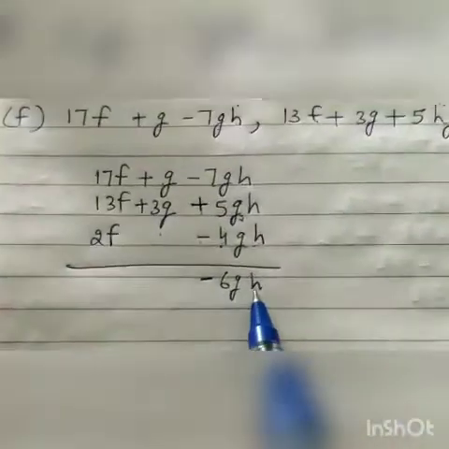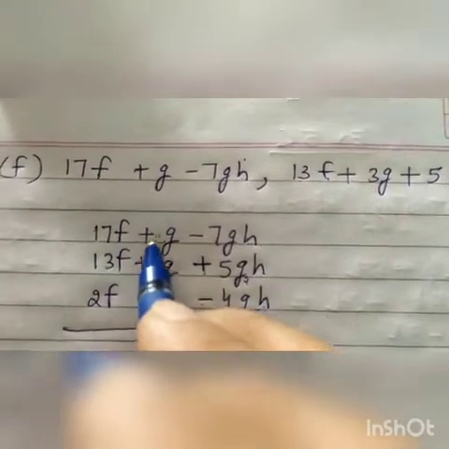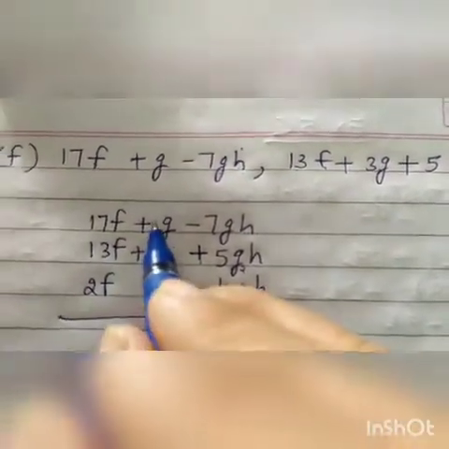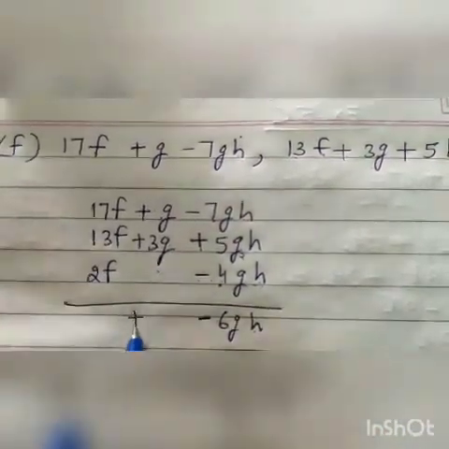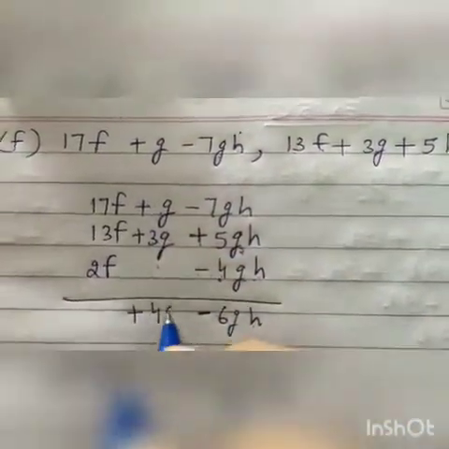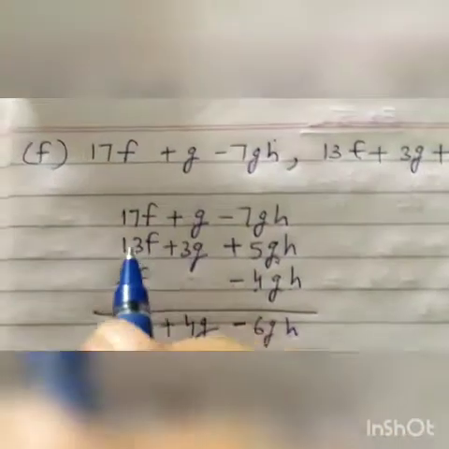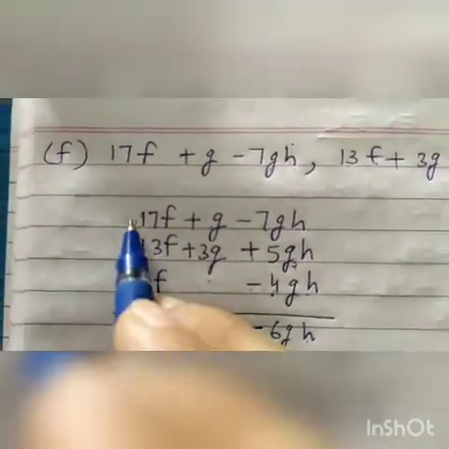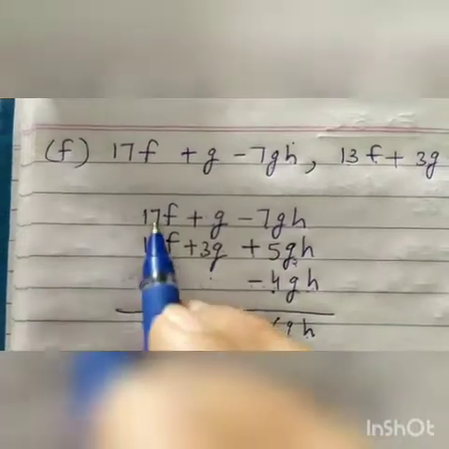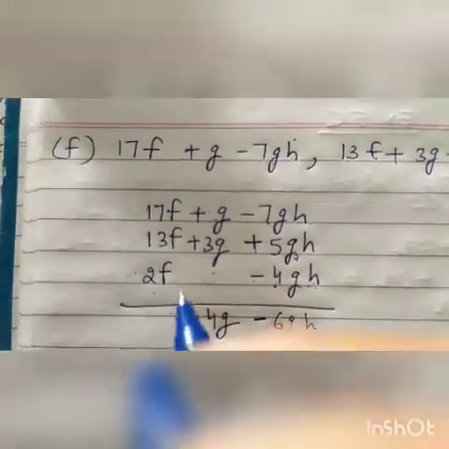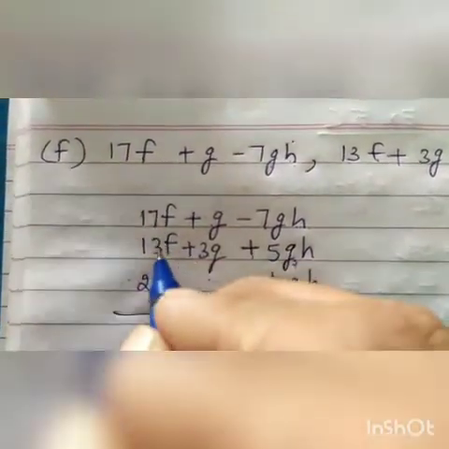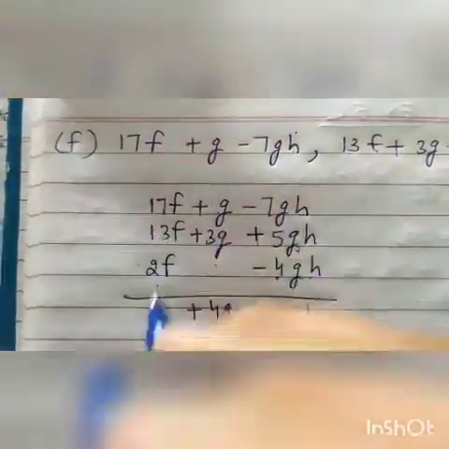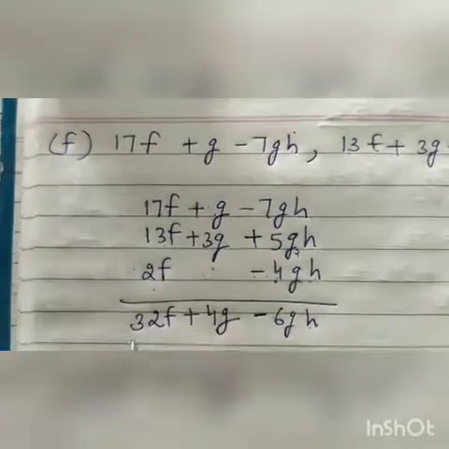Now solve this, plus 1g and plus 3g, both are plus, so we will add their numbers, it will be plus 1 and 3, 4g. Now here it is plus 17f, plus 13f, plus 2f. All three signs are plus, so all three numbers will be added. 7 plus 3, 10, 10 plus 2, 12, carry 1, 1 and 1, 2 and 1, 3. It will be 32f.